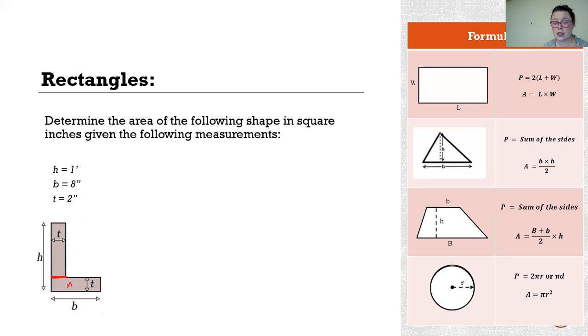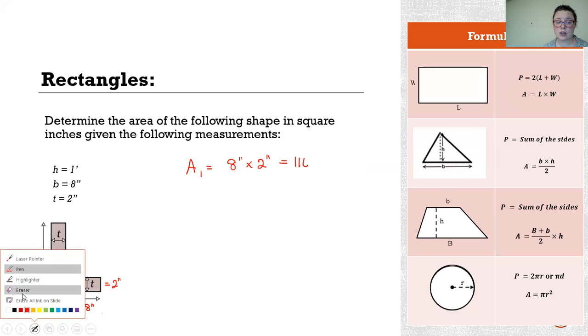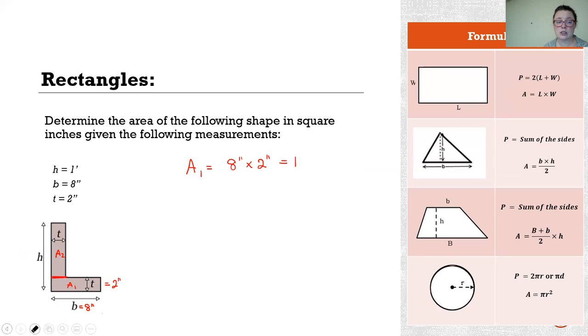I'll call this one area 1. We'll call this one area 2. So area 1. It's a rectangle, so it's going to be length times width. So the length, we have 8 inches, and this is 2 inches, height of 2 inches. So it's going to be 8 inches times 2 inches, which gives us 16 inches squared.